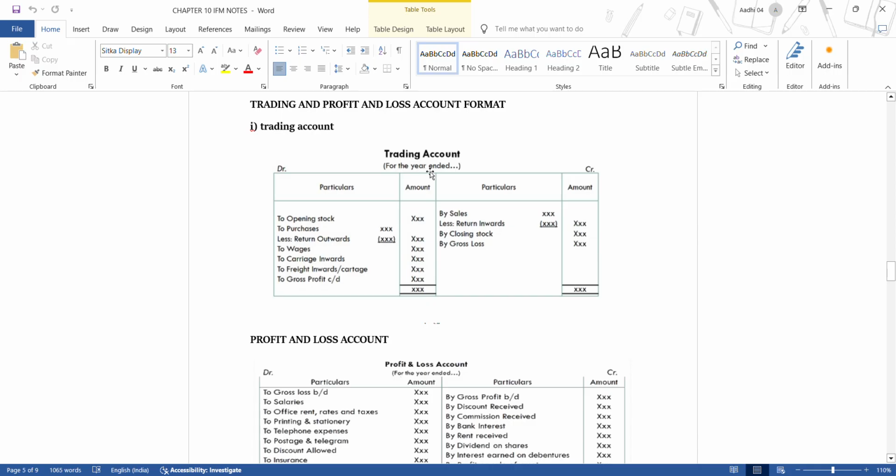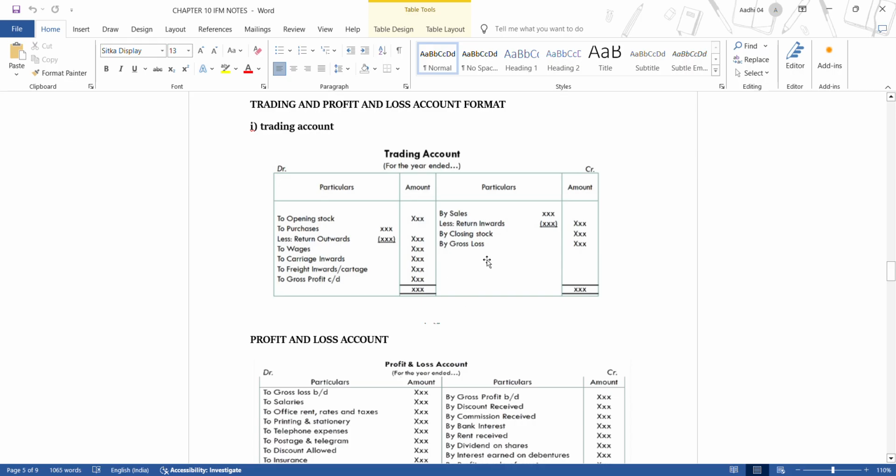In the trading account there are two sides, the debit side and the credit side. The debit side is all your expenses and losses, where you enter all your expenses, and the credit side is all your incomes and gains. I hope that is clear. There are opening stock, purchases, return outwards, wages, carriage, freight, all these items coming here on the expense side. Expense means something which we are paying, so it is always shown on the debit side.